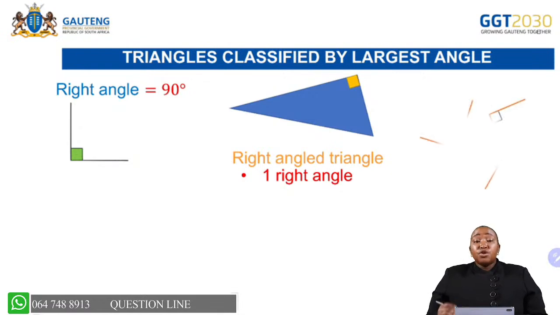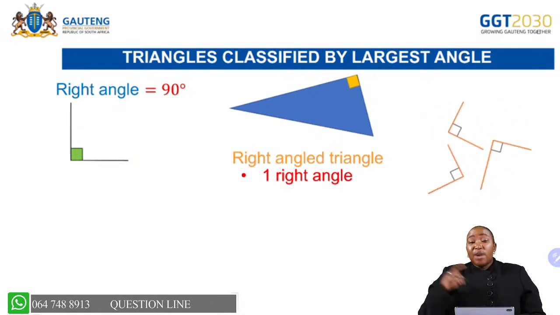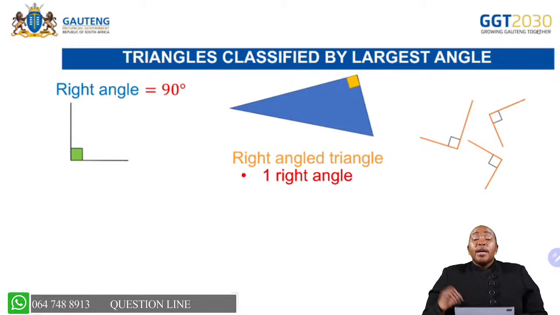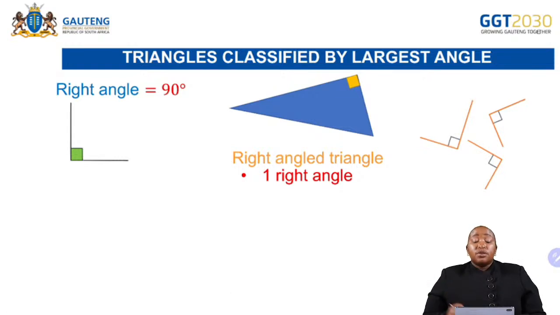And you just need to train your eye to be able to identify the right angle in whichever direction your triangle is facing. See, this one's facing down. The first one, the triangle was put upright in the correct position. So just train yourself to look for the right angle regardless of the direction your triangle is facing, okay?